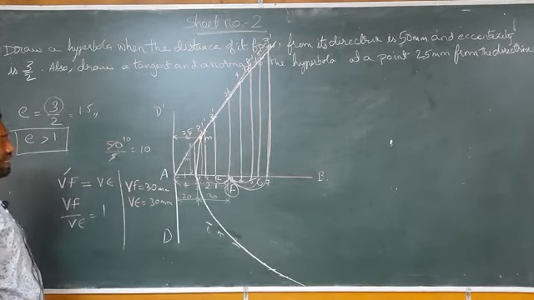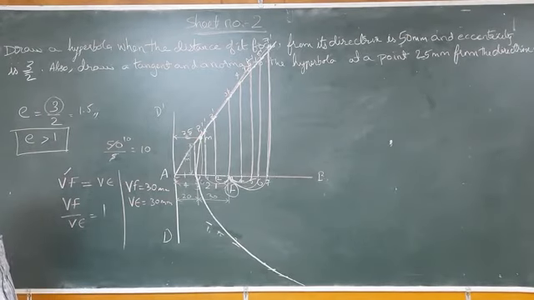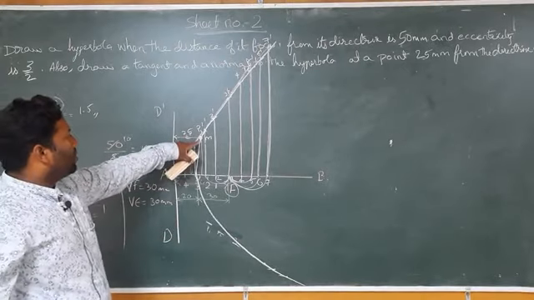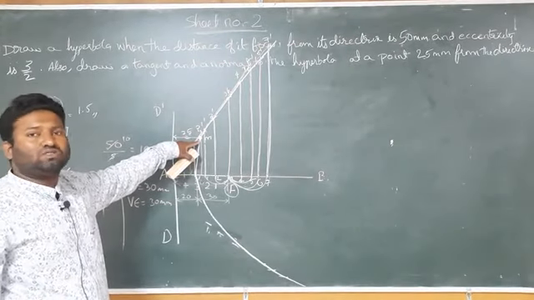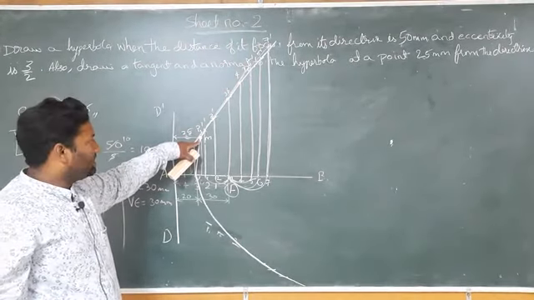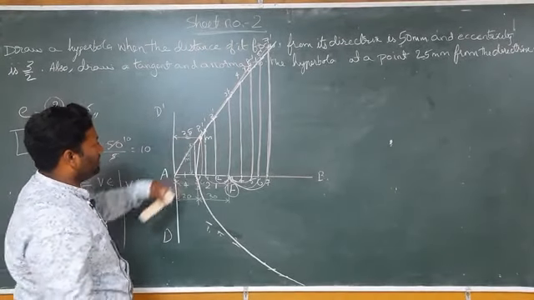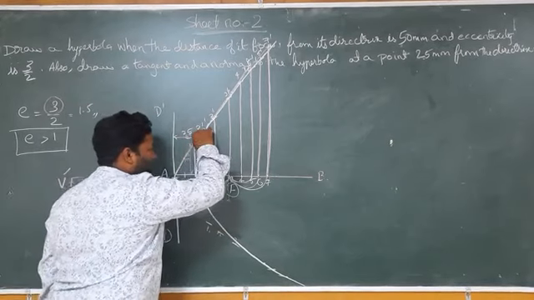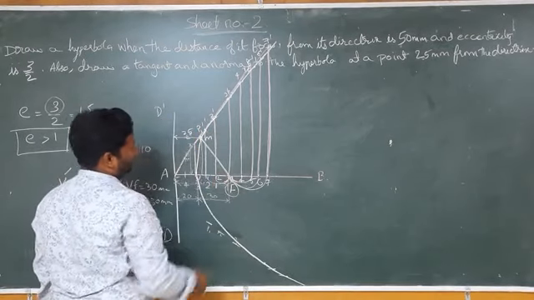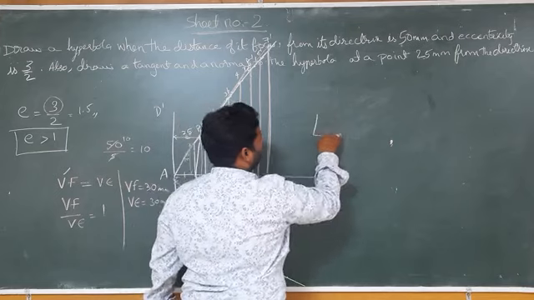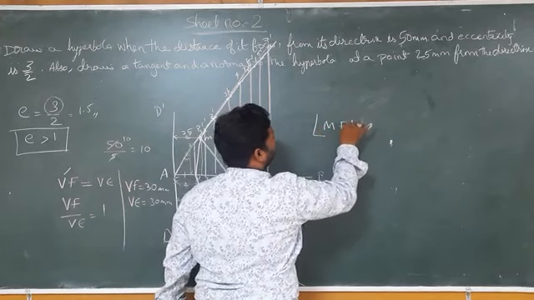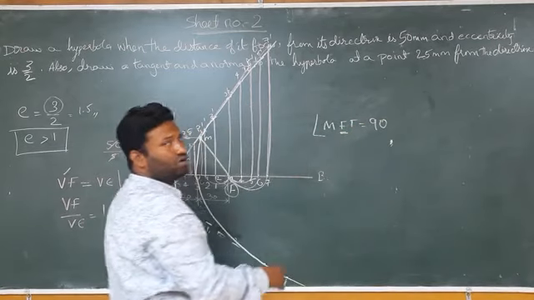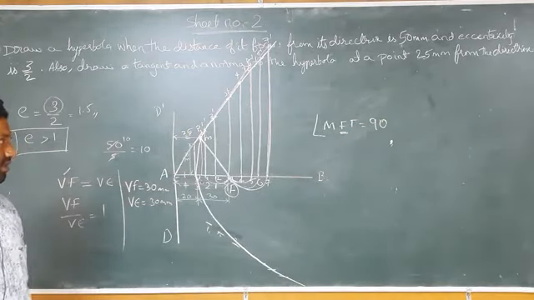Now, after getting the point on the curve, at this point we have to draw the normal as well as the tangent. So to get that, we have to join M to the focus. So I am drawing a straight line from M to the focus. So I know that angle MFT should be equal to 90 degrees. Means here we have to draw 90 degrees at the point F.